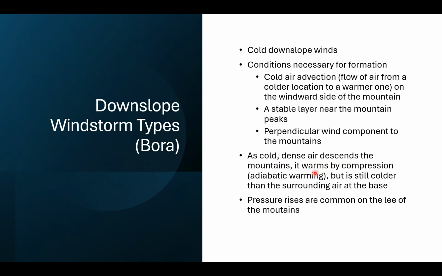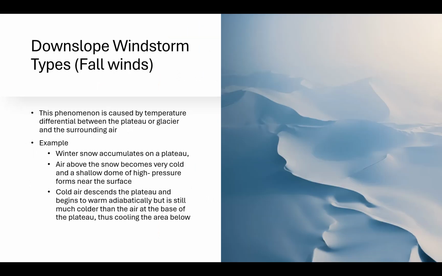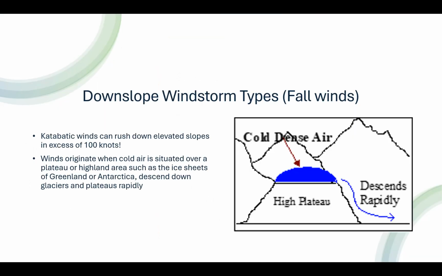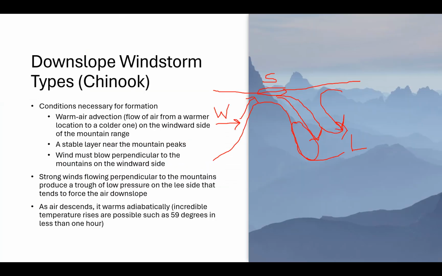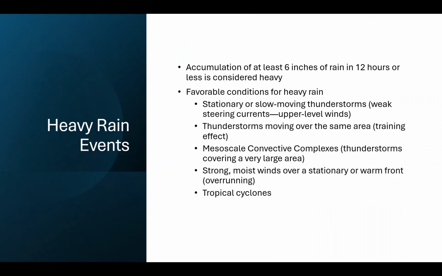And as cold, dense air descends the mountains, it's going to warm by compression. We have the adiabatic warming, but it's still going to be colder than the surrounding air at the base. And pressure rises are going to be common in the lee of the mountains. So this bora wind is very similar to the first wind we talked about, this katabatic wind. Okay, so it's going to be very similar to that.